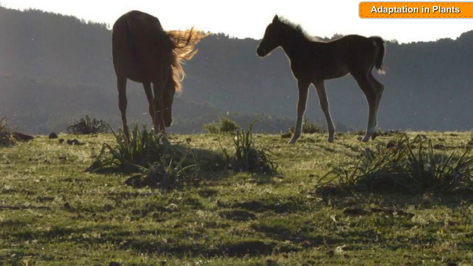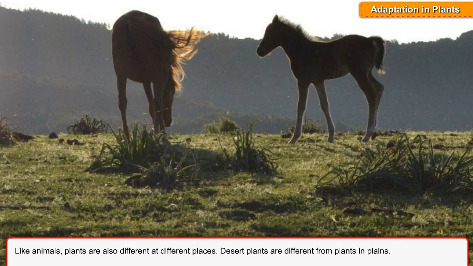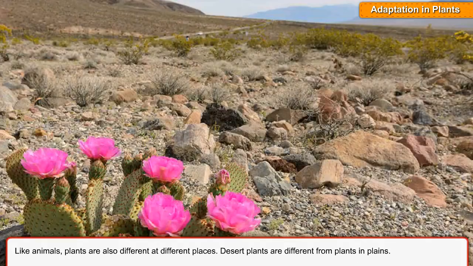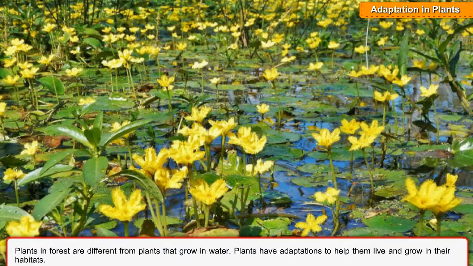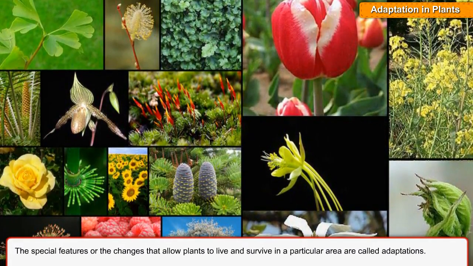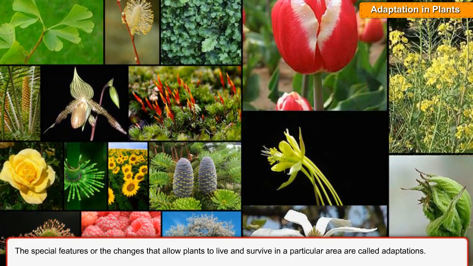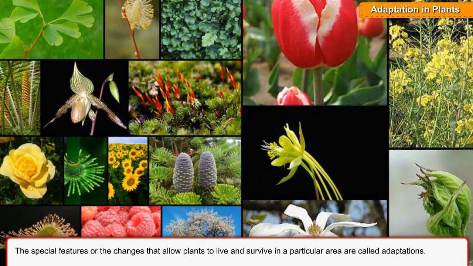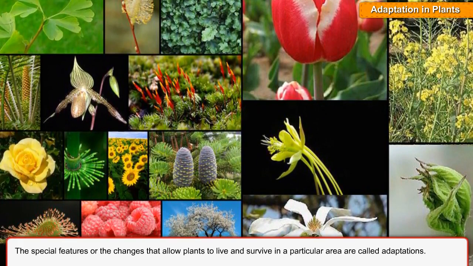Adaptation in plants. Like animals, plants are also different at different places. Desert plants are different from plants in plains. Plants in forests are different from plants that grow in water. Plants have adaptations to help them live and grow in their habitats. The special features or changes that allow plants to live and survive in a particular area are called adaptations.